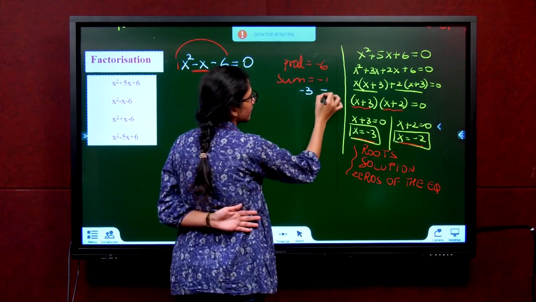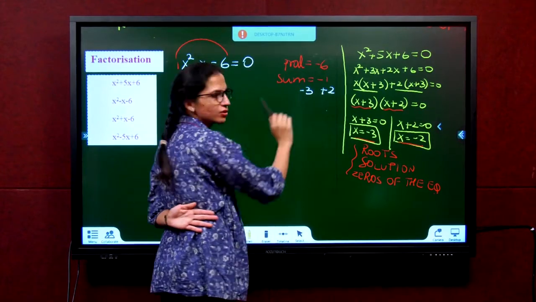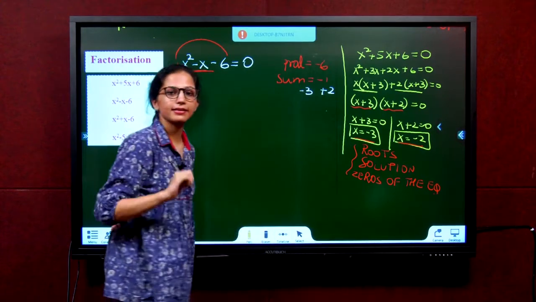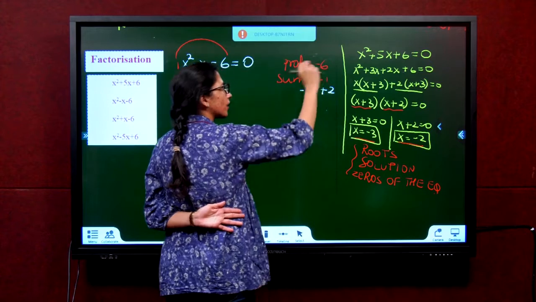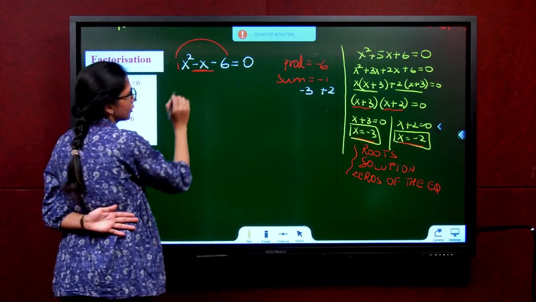Minus 3 plus 2, minus 1. Minus 3 into plus 2, minus 6. Satisfied? The sum is minus 1. The product is minus 6. Satisfied? Yes, it is. So what do we do over here?